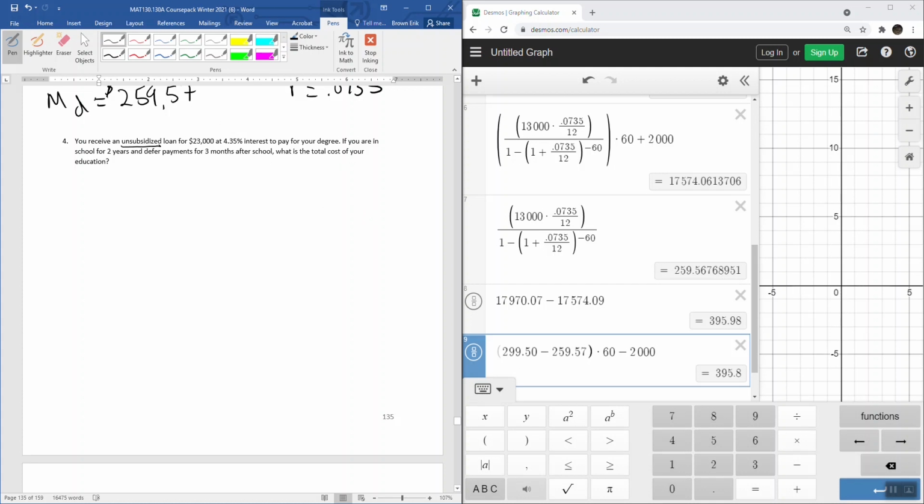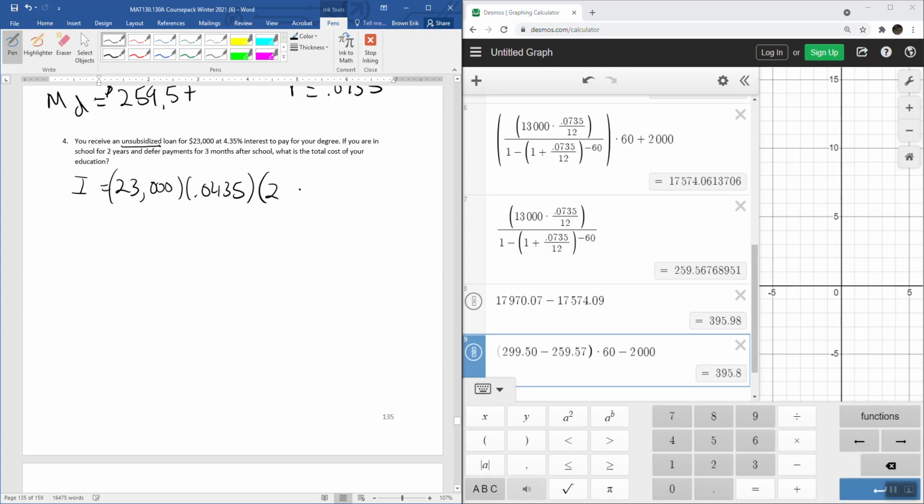Okay, this is a very similar problem to what we just did in that we want to calculate the monthly payments that we're going to end up owing on this, and then use that to calculate the total cost. So we have to make some assumptions here. First off, let's assume we're not going to pay the interest while we're in school. To calculate the interest that accrues while in school, we take that 23,000, multiply it by the 0.435, and then multiply it by the time that we're in school.